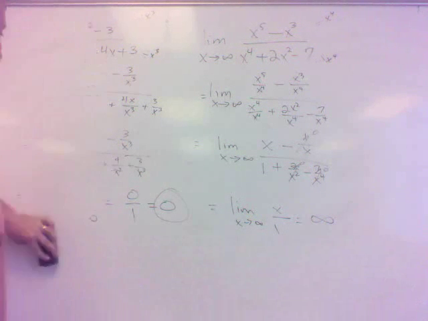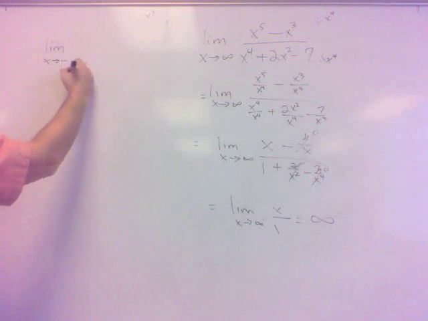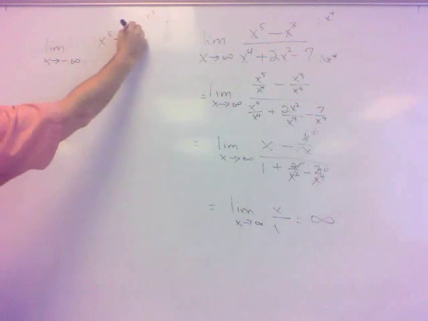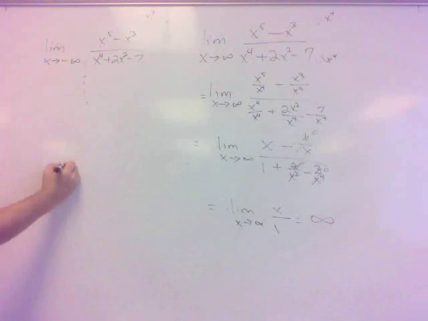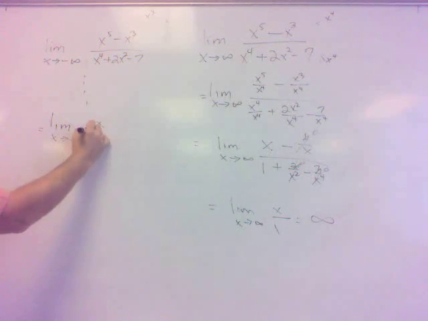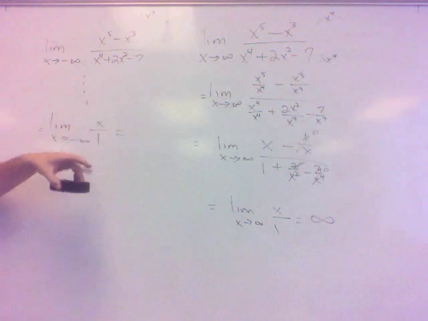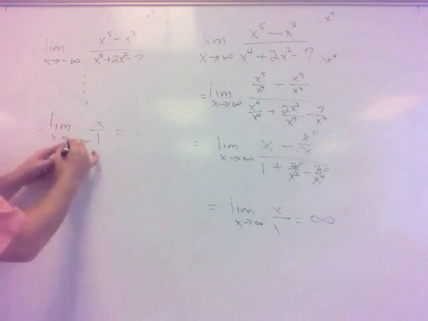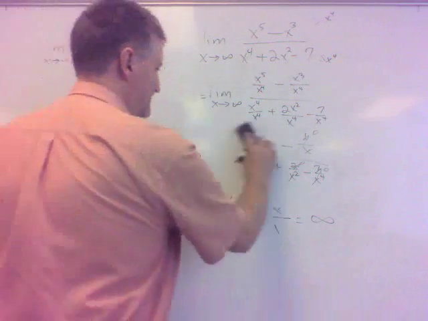Now, let me slightly change this and make it limit as x goes to negative infinity. Same thing: x to the 5th minus x cubed over x to the 4th plus 2x squared minus 7. So everything stays the same, and I eventually divide by the x to the 4th, same as that. So I eventually wind up with that. But I'm going to negative infinity, so this goes to negative infinity. So is it still infinity? No. X is going to negative infinity, so this changes to negative infinity. Is that okay?